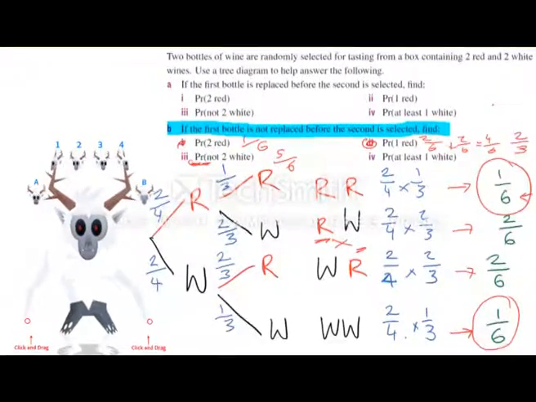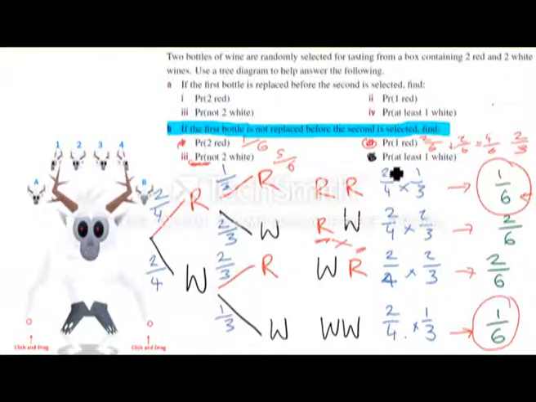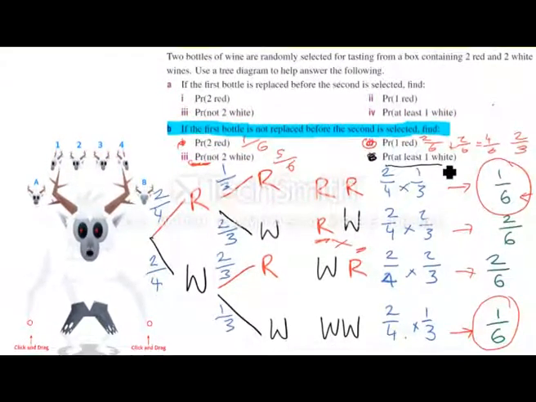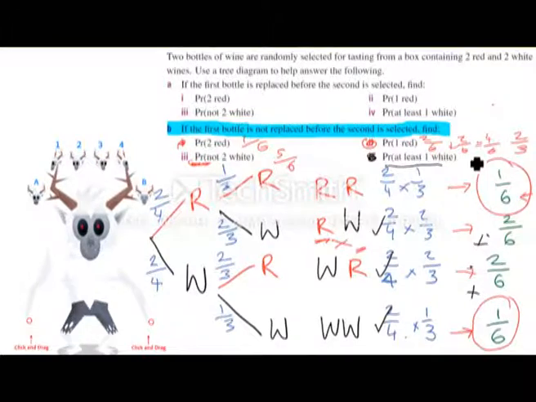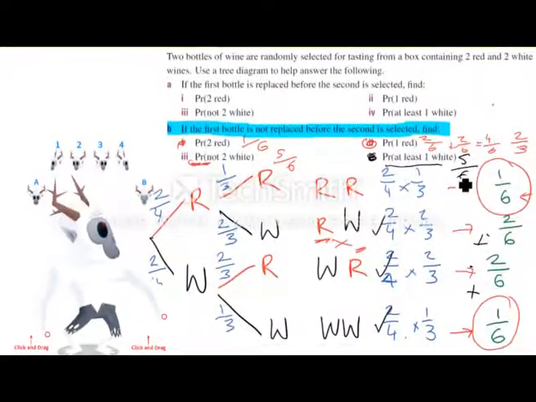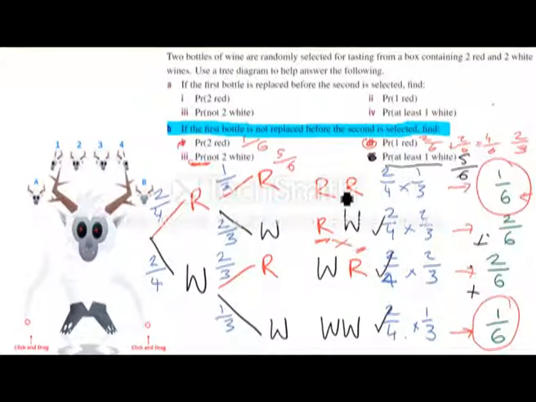And the last one is the probability of getting at least 1 white. There's at least 1 white here, at least 1 white here, and at least 1 white here. 2 over 6 plus 2 over 6 plus 1 over 6 equals 5 over 6. So there's a 5 out of 6 chance of getting at least 1 white.